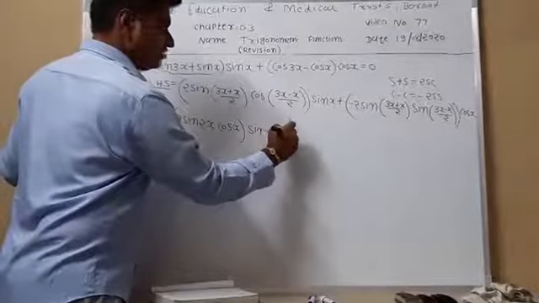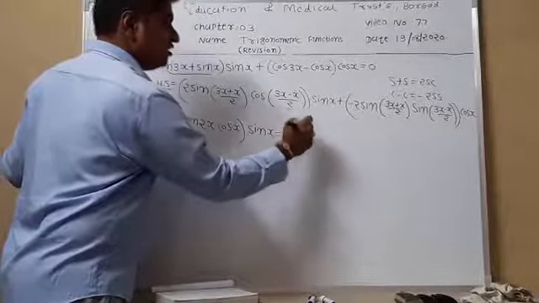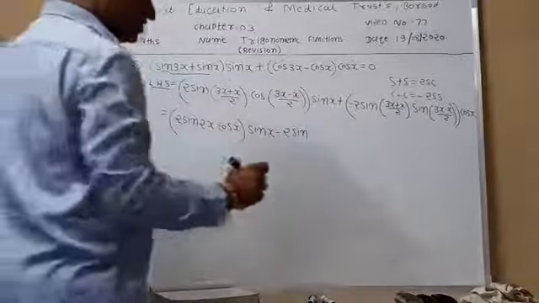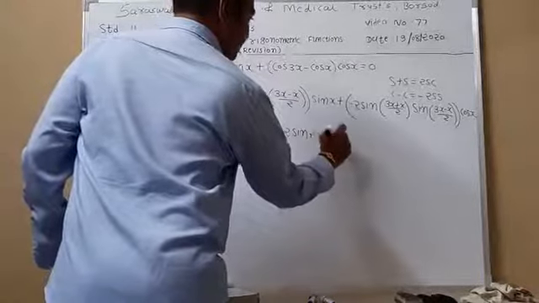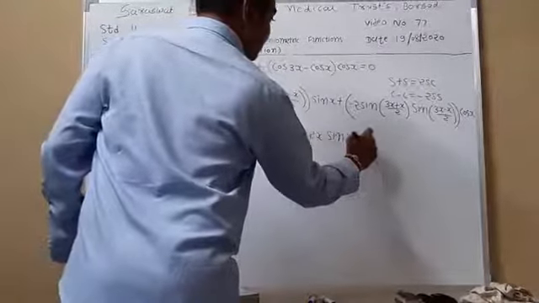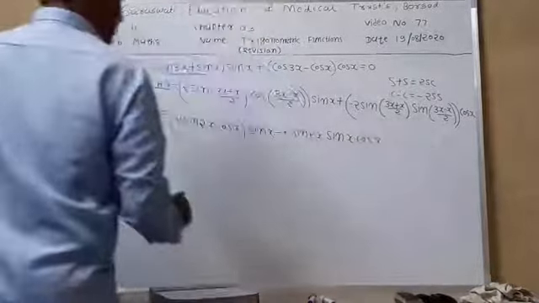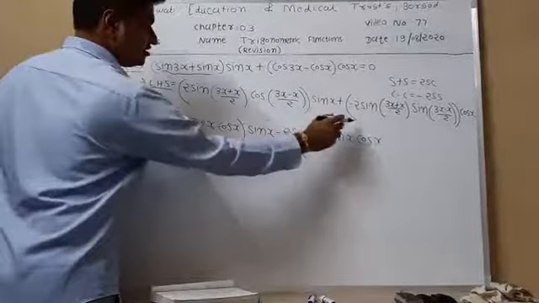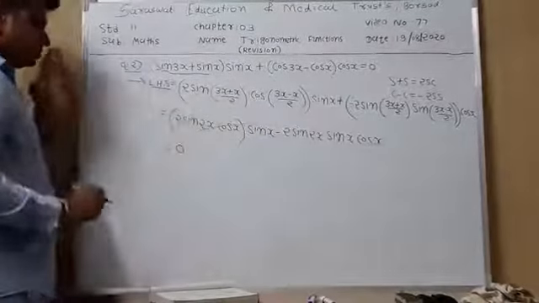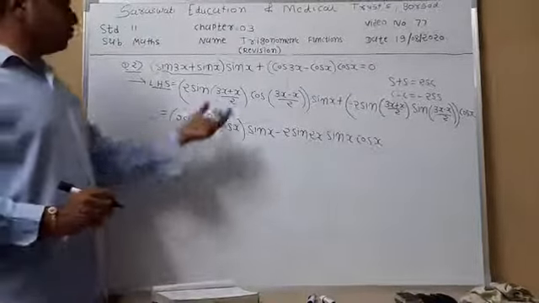Now minus 2 times sin (3x plus x) divided by 2. So here written sin 2x into sin x into cos x. Now both these terms are the same, so cancel out this term and our answer is 0. Right? So our proof is 0.